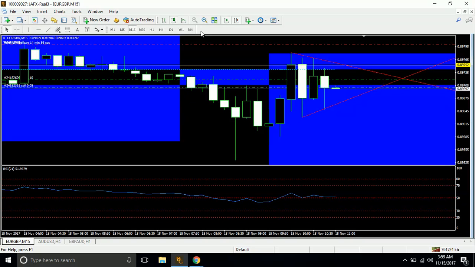All right, you see how we got the bearish candle that I was speaking of? Now there's a very, very high probability that we should be going straight down from here.